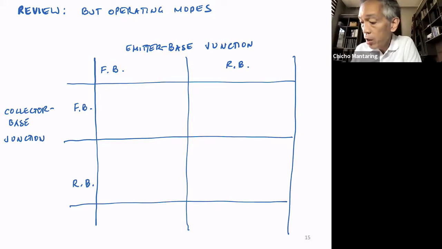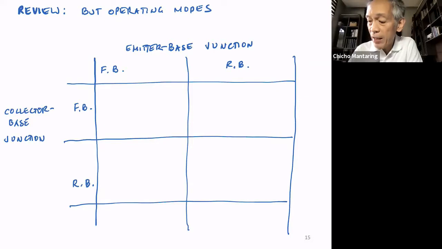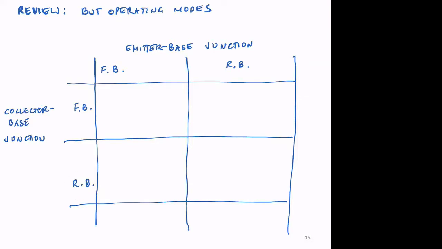What is the operating mode when the emitter-base junction is forward biased and the collector-base junction is reverse biased? What is the operating mode? Just shout it out if you know the answer. Anyone? Active. Emitter-base is forward biased and the collector-base is reverse biased. Yeah, that's right.